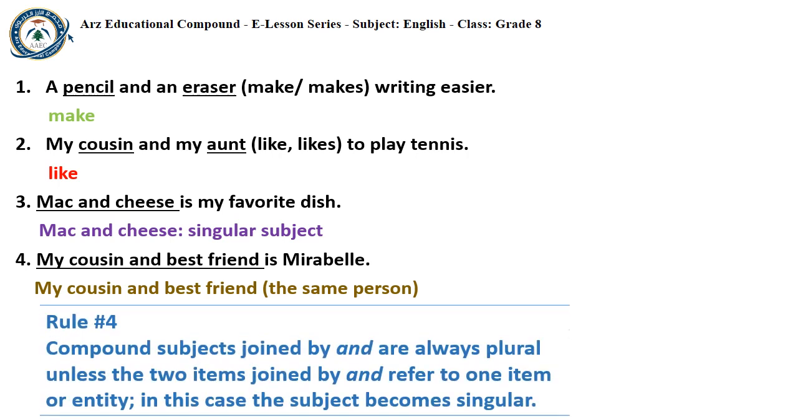So what is rule number 4? Rule number 4 says that compound subjects joined by and are always plural unless the two items joined by and refer to one item or entity. In this case, the subject becomes singular.